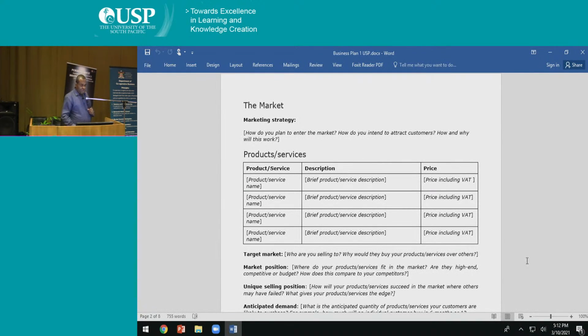Your market, look at your market, okay? It's easy because the questions are there. You just have to answer the questions. How do you plan to enter the market?